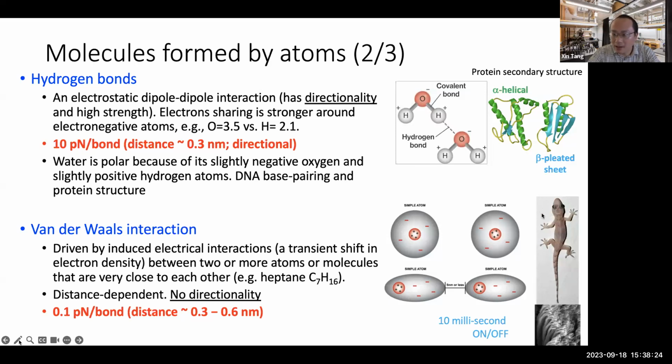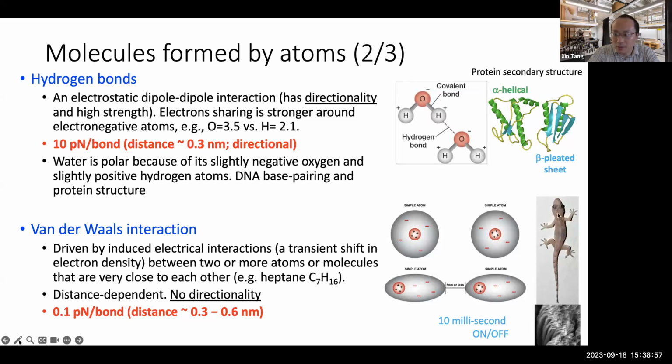Why can a gecko adhere to the wall? The reason is that the gecko is taking advantage of van der Waals interaction. It is not using the hydrogen bond, which is mostly in water. And it cannot use bonds like the covalent bond or the ionic bond. They are too strong.